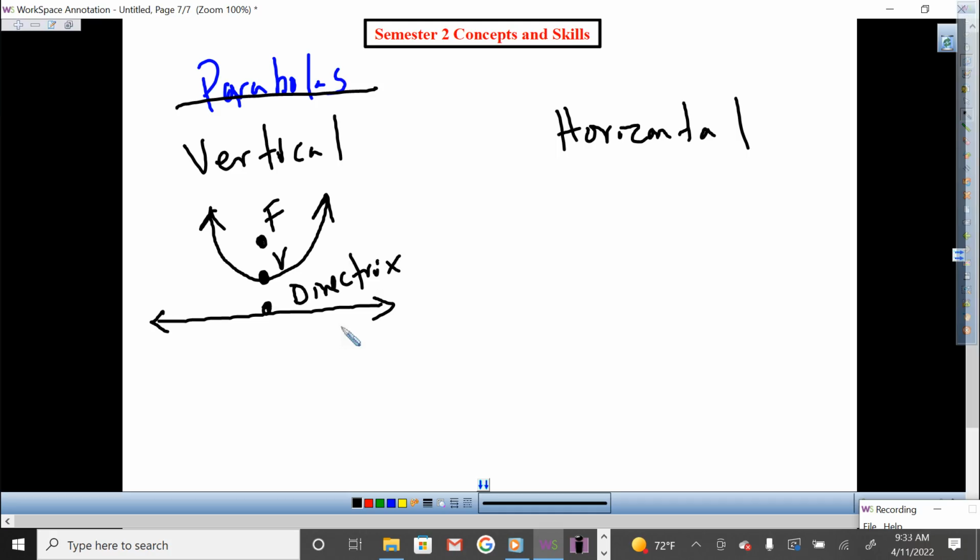And what do we know about all these 3 points, guys? They are what? What is the word? Equidistant. That means that they are the same distance. All right, so that's vertical. So what does horizontal look like? Like this. And of course it has the same components: the directrix, the vertex, and the focus.